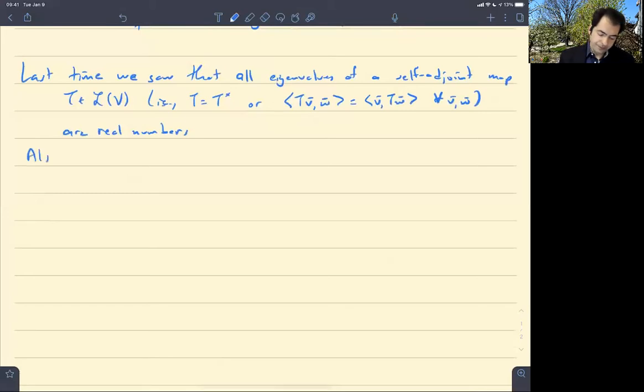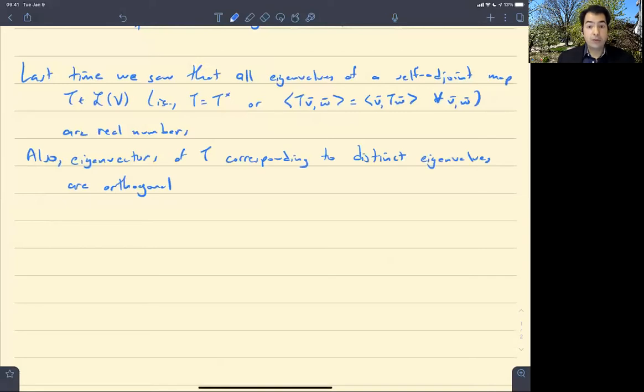Also, we saw that eigenvectors of T corresponding to distinct eigenvalues are orthogonal to each other. Previously we had seen that in general, the eigenvectors corresponding to distinct eigenvalues of a linear map are linearly independent. Now, if you have a self-adjoint map, we can strengthen that to saying that eigenvectors coming from distinct eigenvalues are orthogonal to each other.